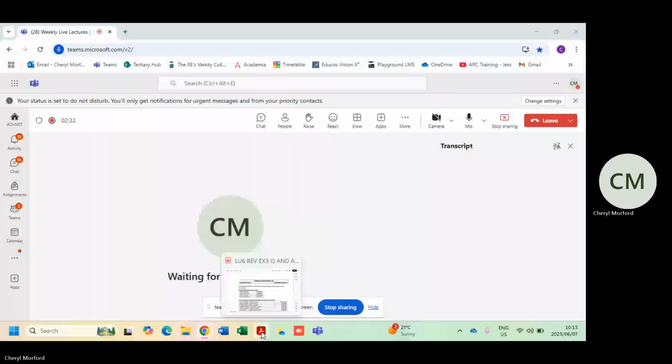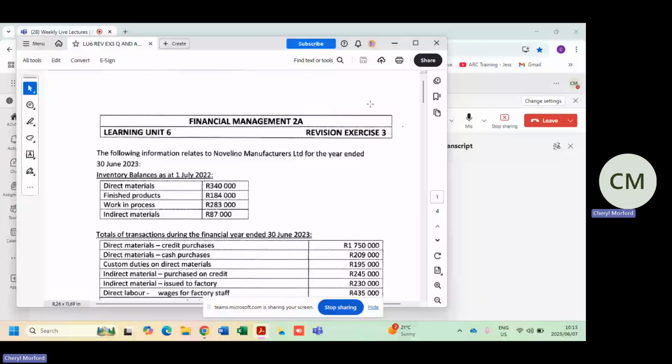So just give me a moment while I share my screen for you. Won't take long. Right, here it is. Let's just make it nice and big.